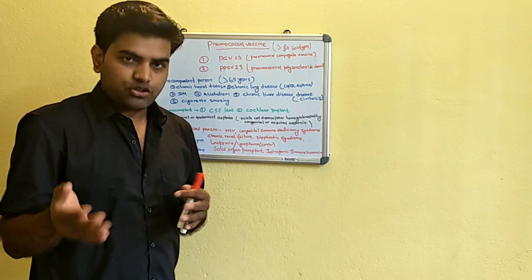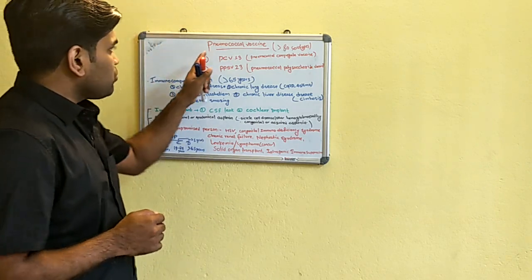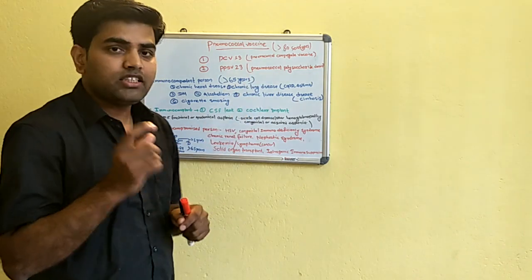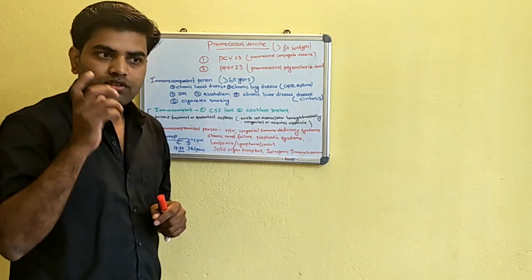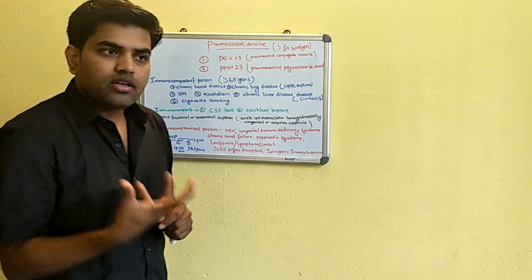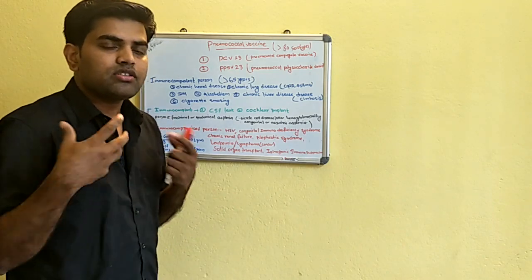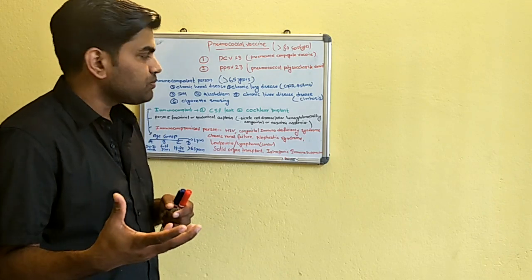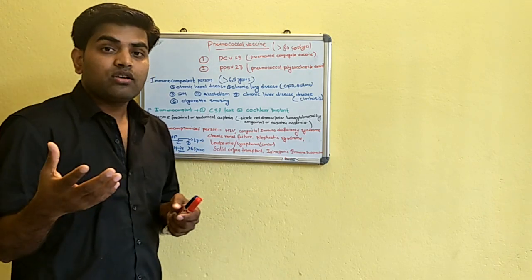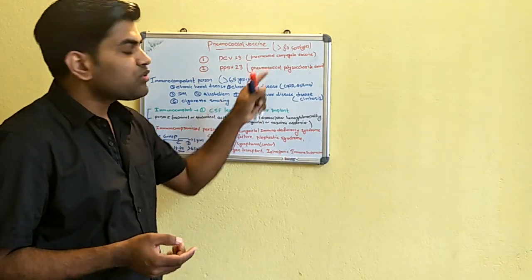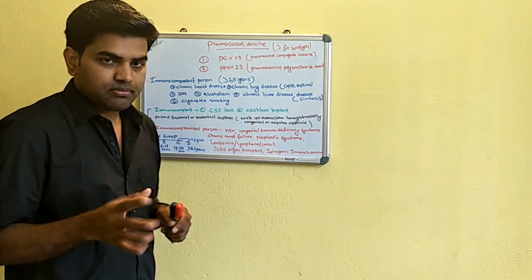There are others as well. If you want to understand this, there are 80 serotypes of Streptococcus pneumoniae surrounding us, in the environment, in this world, as far as we have come to know. There may be more, but till now we know that 80 serotypes are around us.